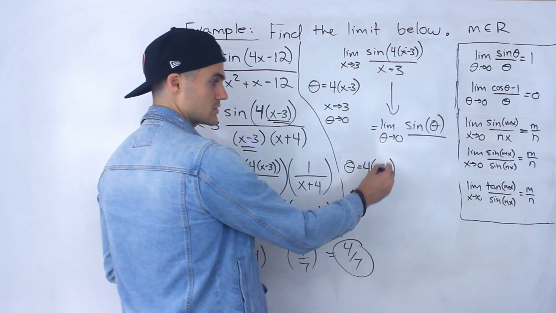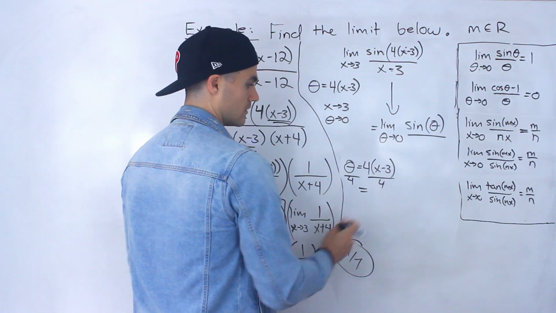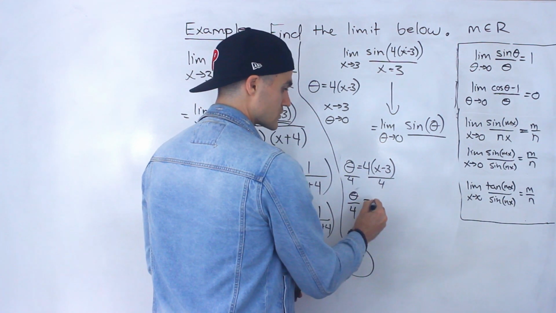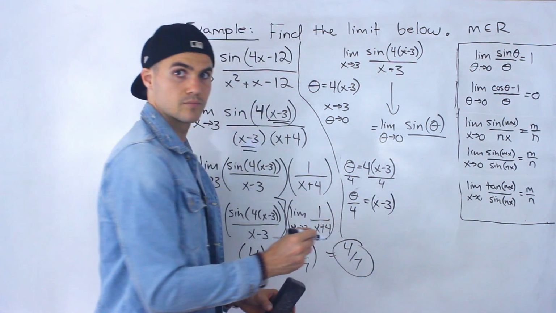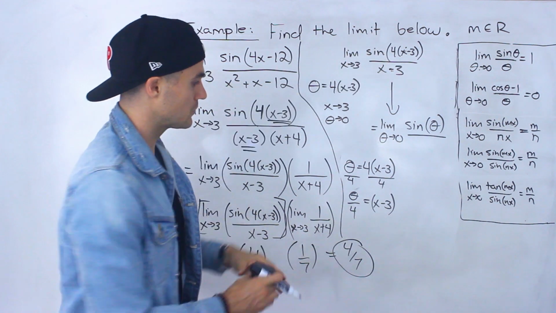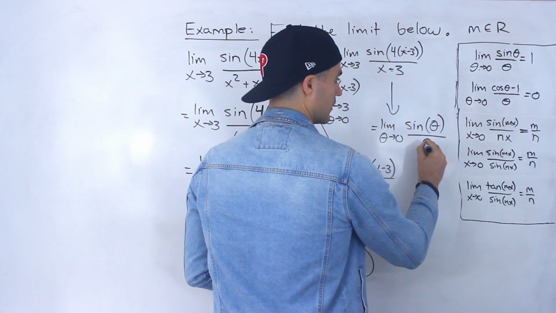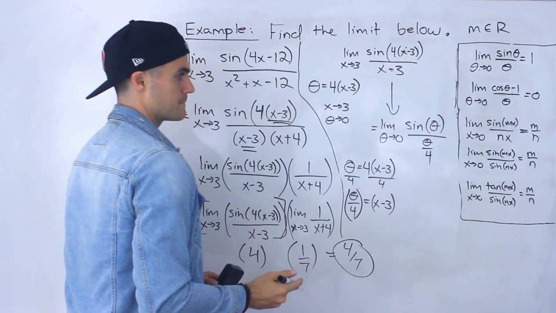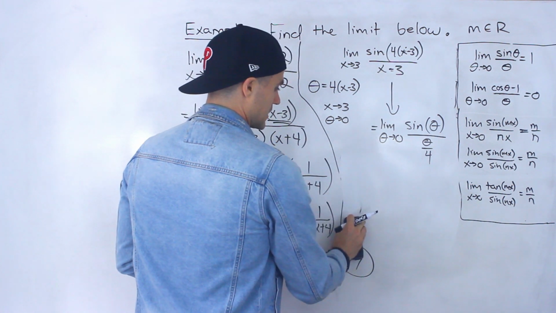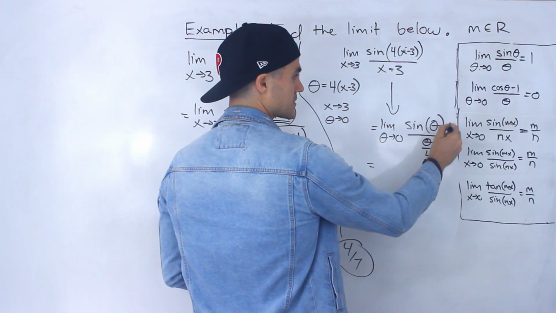Well, if you look here, we let theta equal 4 bracket x minus 3. So all we really have to do is just isolate for that x minus 3. And we can do that by dividing both sides by 4. And so theta over 4 equals x minus 3. Just that factor by itself. And so for this x minus 3, we would actually sub in theta over 4, like that.